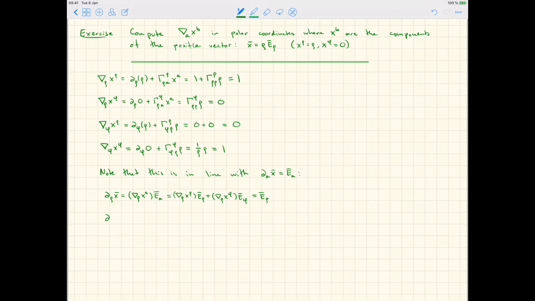Doing the same thing for ∂_φ acting on the position vector and going through the corresponding computations, we find that this is equal to e_φ, which is again compatible with the definition of e_φ as the partial derivative in the φ direction of the position vector.